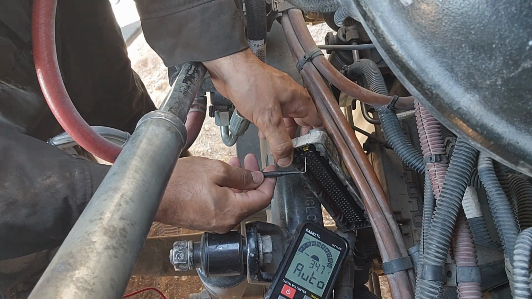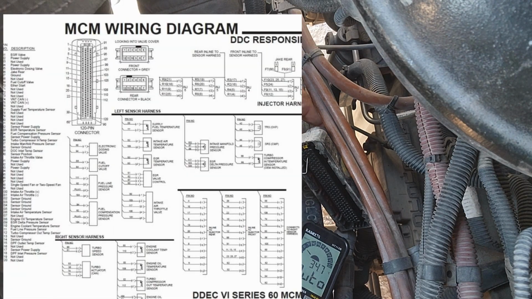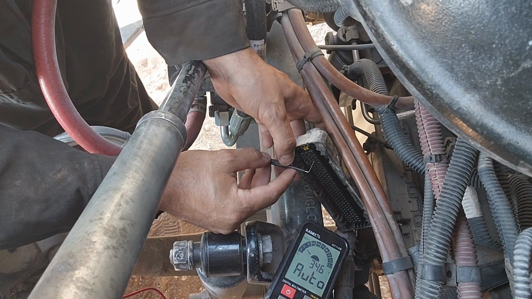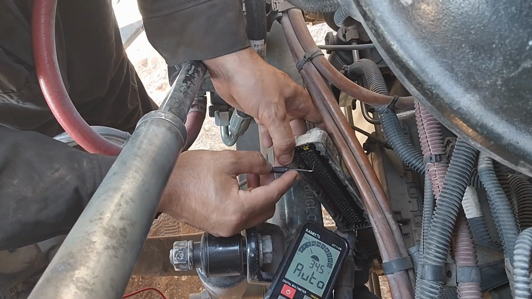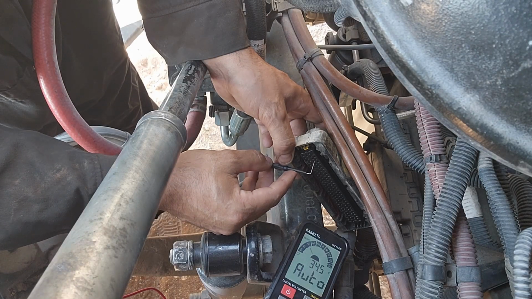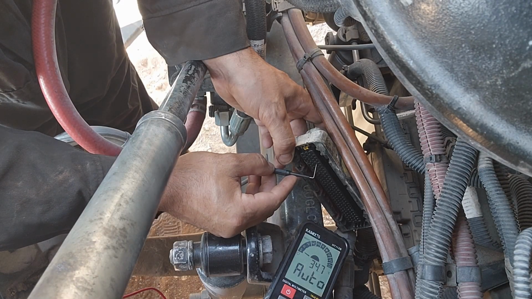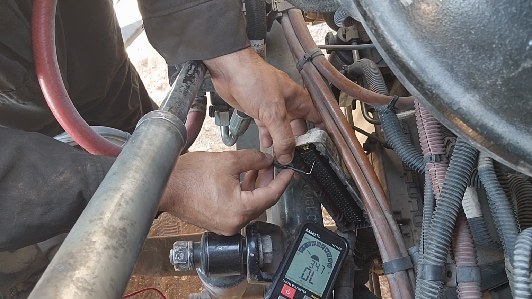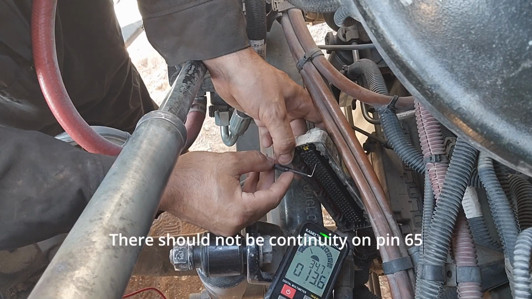These are numbered. I'll show you guys a diagram as well so I know which one's 64. So 1, 2, 3, 4. We're going to go to pin 64, and as you guys can see, there's no continuity. But if we go to pin 65, we get continuity. So 64, no continuity. 65, we got continuity.